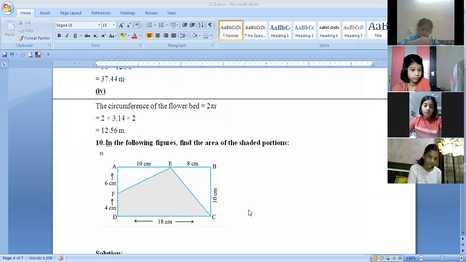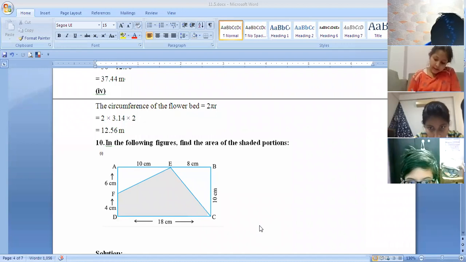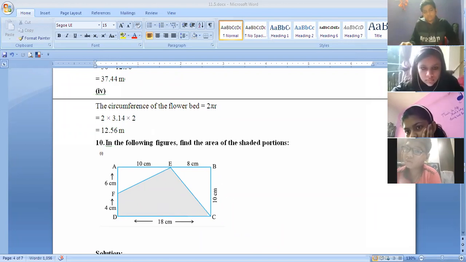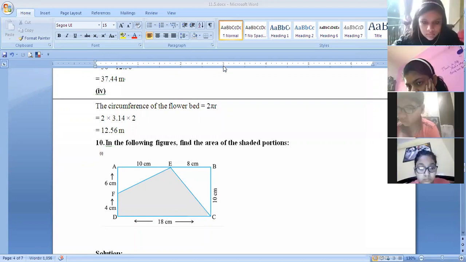Wait once, just tell me the answer in the chat box. Yes, right, Mahi. I'm asking rectangle, beta, not a square. This is not a square. This is a rectangle. Fiona, which question you are doing? Yes, Vanshan, your answer is right.